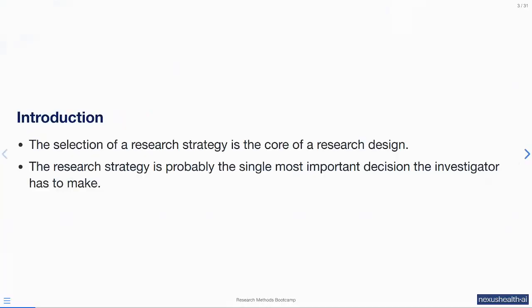The selection of a research strategy is the core of a research design, and this is probably the single most important decision the investigator has to make. The success or failure of a study, of a research protocol, is dependent on the chosen research strategy. And so this is a very critical first step which the researcher has to ensure that he or she gets right.